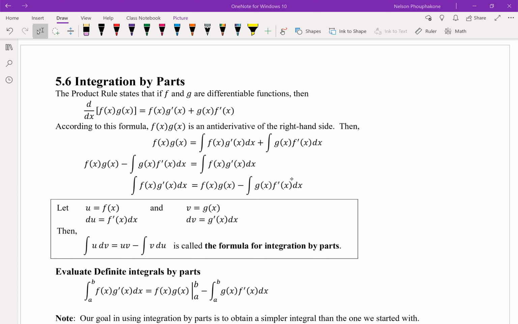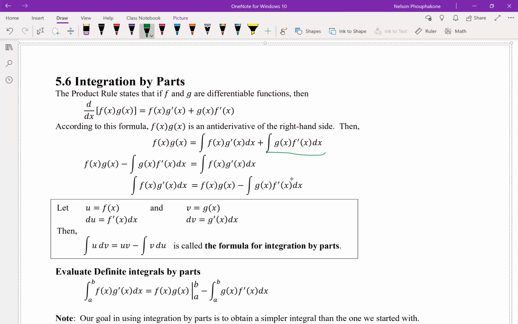Now, if we work with the antiderivative on the left-hand side, we basically take the integration. What do we have? We will have the product f times g is equal to the integration of f of x times g prime of x dx plus the integration of g of x times f prime of x dx.